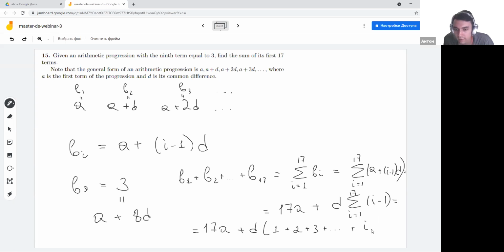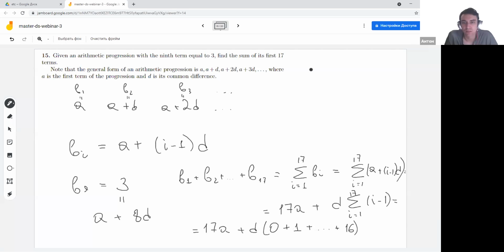We are computing a sum from 1 to 17 of i minus 1. So when i equals 1, this is 0. When i equals 2, this is 1. When i equals 17, it's 16. Now, there are different ways to compute this sum. Of course, you can just do it by hand. It's 1 plus 2 plus 3 plus 4, up to 16. But there is also a very convenient formula to compute such kinds of sums.